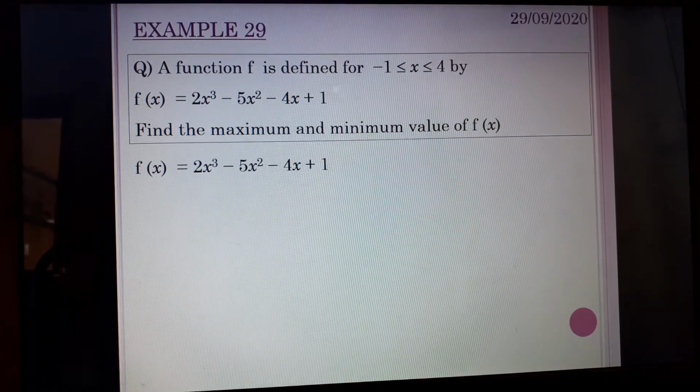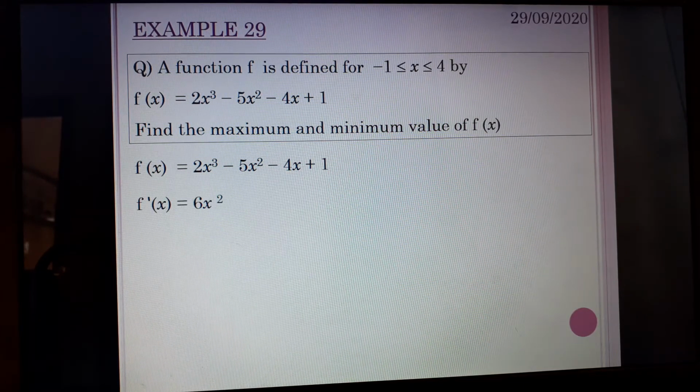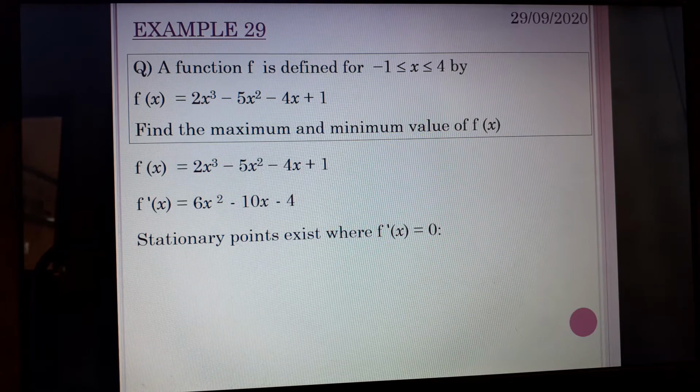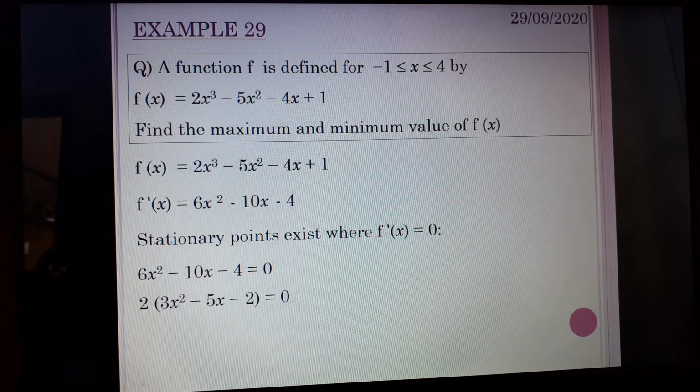Okay, so we make f dashed of x equal to 6x squared minus 10x minus 4. And we're just going to treat this like a stationary points question to begin with. So the stationary points exist where f dashed of x is equal to 0. So we make 6x squared minus 10x minus 4 equals 0. Take out common factors if we can. So we've got a factor of 2 that can come out there. It makes it easier to factorise when you take out a common factor as well, okay? So it's important to try to remember to do that.